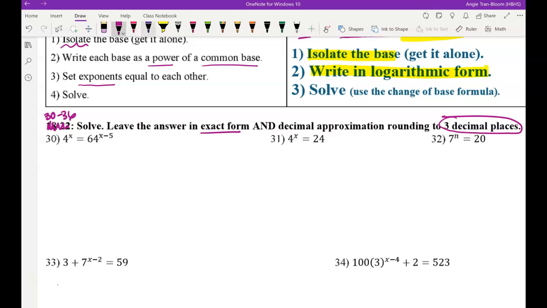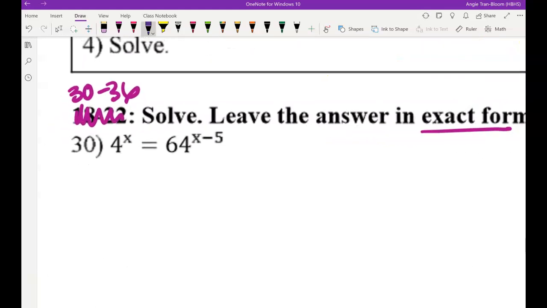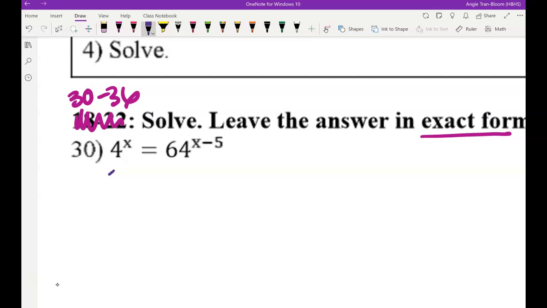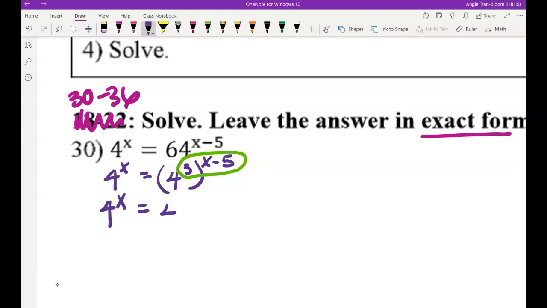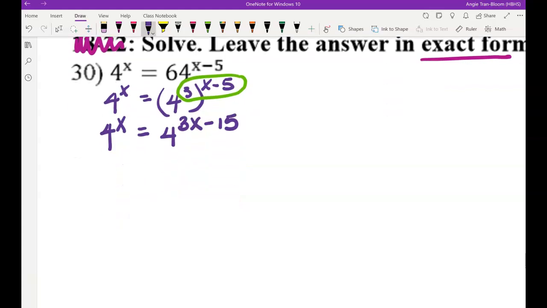So the first one says 4 to the power of x equals 64 to the power of x minus 5. So 4 to the power of x, now 64, students, is 4 to the third power, and we will copy down the exponent of x minus 5. Power to a power, we are going to multiply those exponents. So 4 to the x equals 4 to the 3 times x is 3x, 3 times negative 5 is negative 15. Now, this is the easy case where the bases are exactly the same.